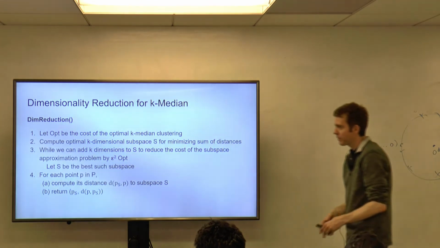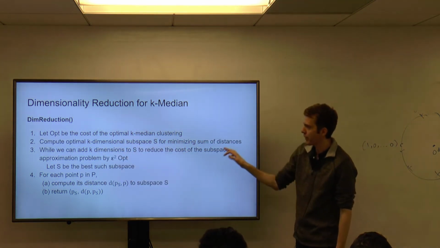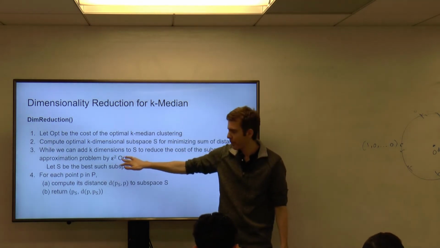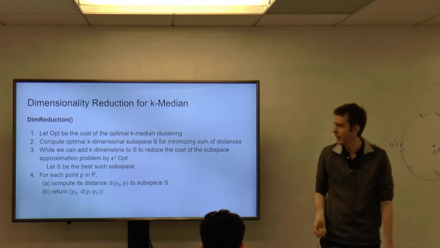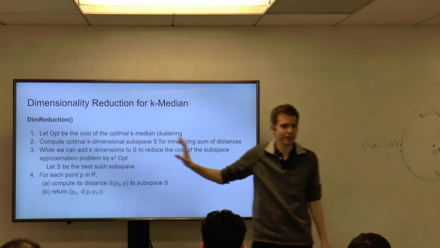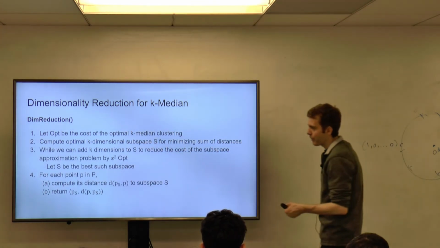And similarly to before, while you can add k dimensions to S to reduce the cost of the subspace approximation problem by epsilon squared opt, you do it. So you just iteratively add k dimensions. You can do that at most k over epsilon squared times as before. The first 3 steps are the same, except the cost function changed. The last step is the following.